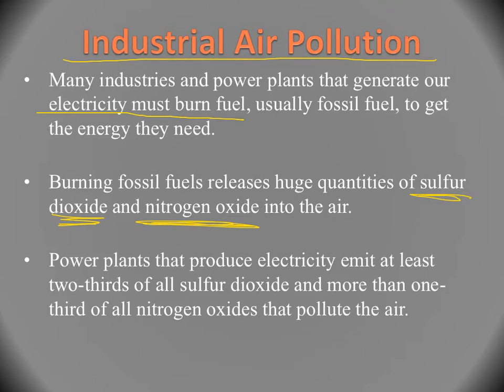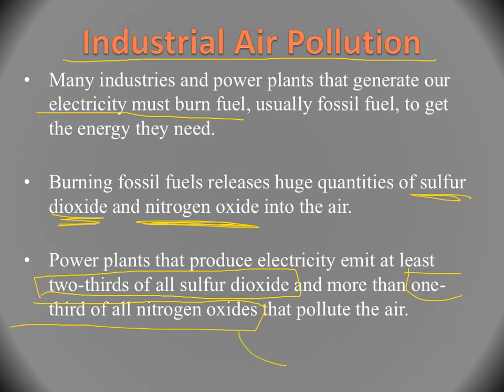And power plants alone give off 2/3 of the sulfur dioxide and more than 1/3 of the nitrogen oxides that pollute the air. And these all lead to acid rain and acid precipitation as they interact with water, which is found up in the atmosphere.